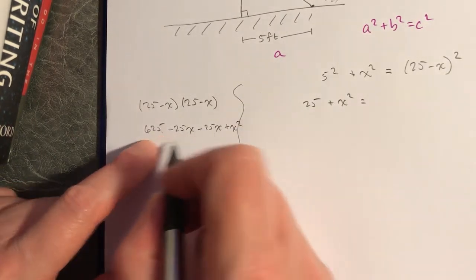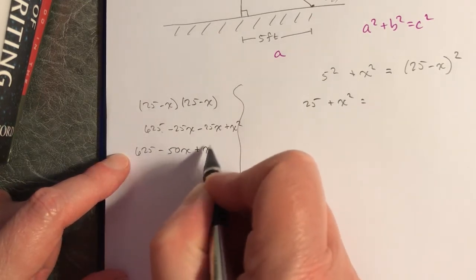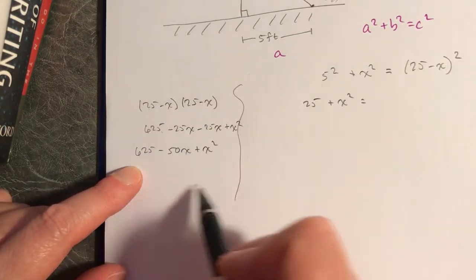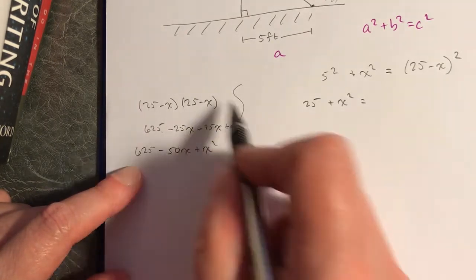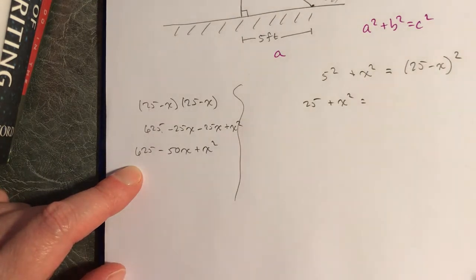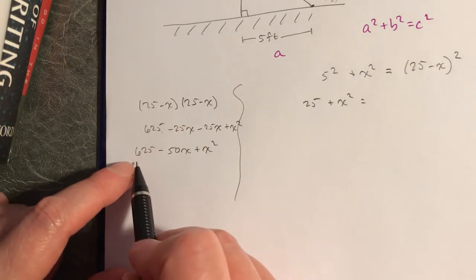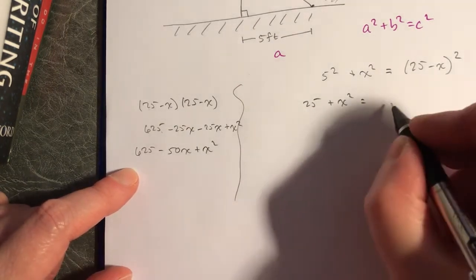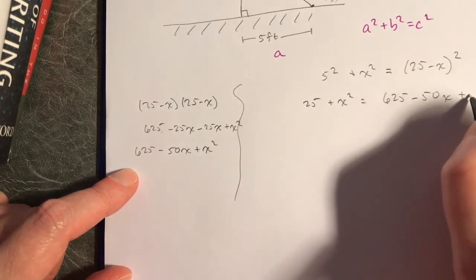And that's going to collect up as 625 subtract 50x, add x squared. If any of this is sticky or uncomfortable for you, drop me an email and I can talk this through in lavish detail, but I don't want to do that in the middle of this problem. I'm assuming that you're comfortable with this. If you're not, let me know. So I'm going to put this back into my equation. So that's 625 subtract 50x plus x squared.